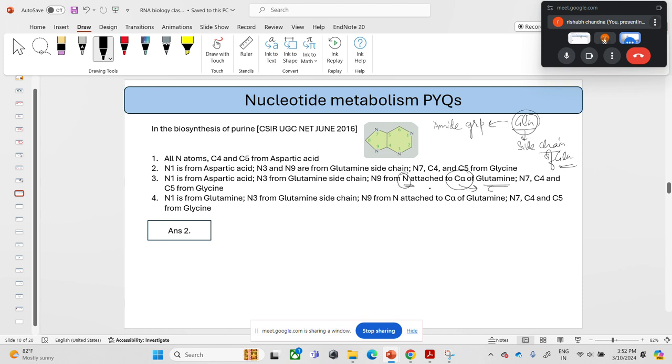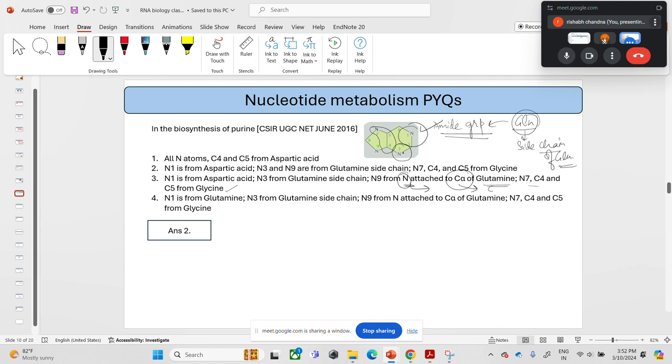Okay, so here in option 3, first we'll see. N1 from aspartic acid, that is fine. N3 is from the glutamine side chain, that is the amide group. N9 from the N attached to C alpha of glutamine, that is the amino group of the glutamine. Okay, and N7, C4, C5 are from glycine. So these three are from glycine.